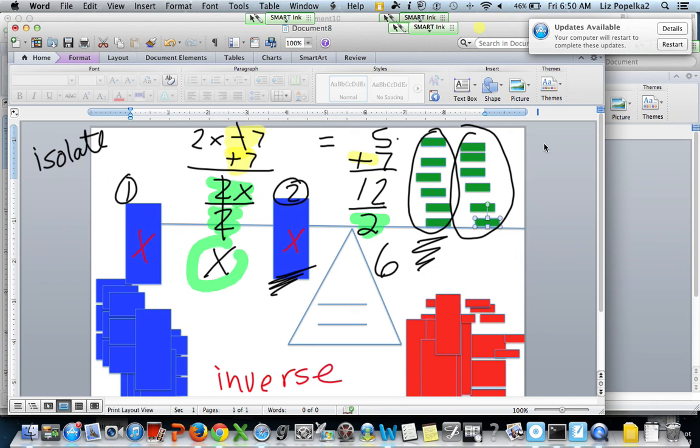Now watch video part 2. It has the same title except it just says part 2. It's in the same folder, and try a few more practice problems using a balance beam and using your algebra tiles.